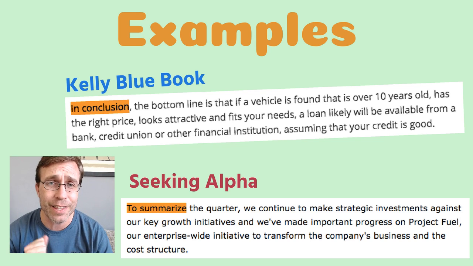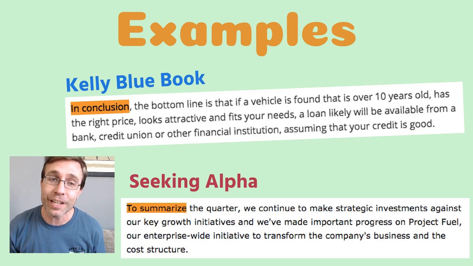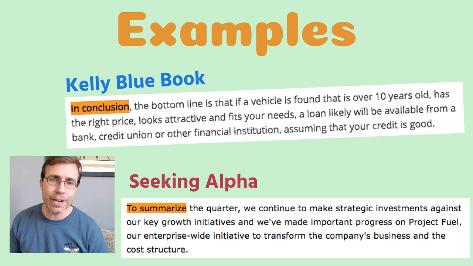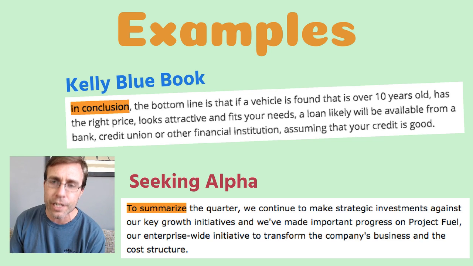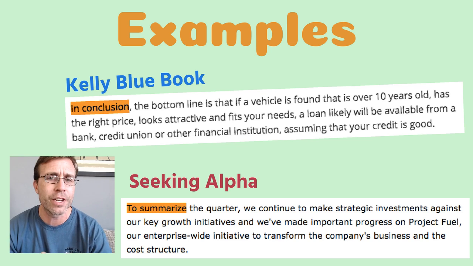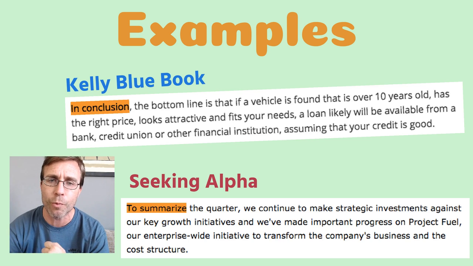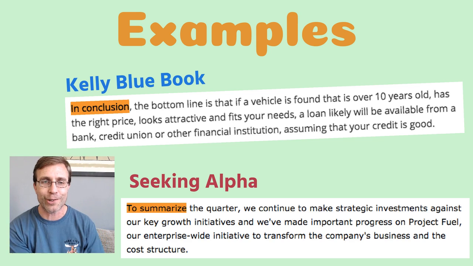And again, like I said, you find these all the time. So the next time you're reading an article, look for some of these. See if you can identify them. This one's from Seeking Alpha, which is another financial magazine. To summarize the quarter, all right? To summarize the main points of the quarter, we continue to make strategic investments against our key growth initiatives, and we've made important progress on Project Fuel, our enterprise-wide initiative to transform the company's business and cost structure.